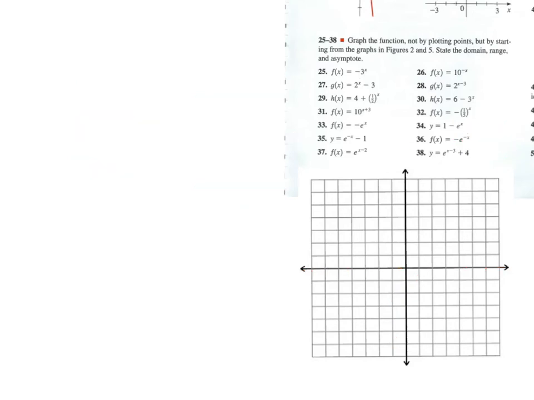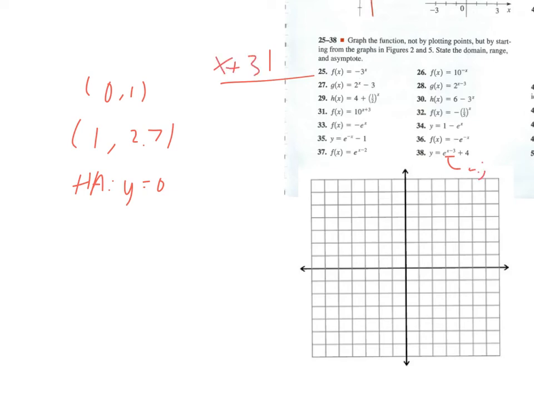Next up, number 38 here. So once again, we'll start off with our 0, comma 1, 1, comma base, which once again, we'll use 2.7 for our base since it's base e. And then we get y equals 0. All right, so then what we'll do is transformation. So I have an x minus 3 there. So it's going to turn to x plus 3 since that's a shift right.